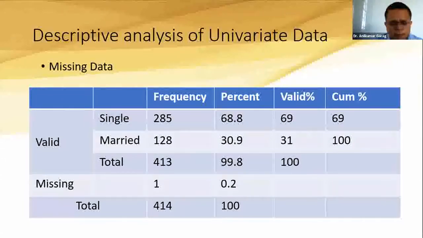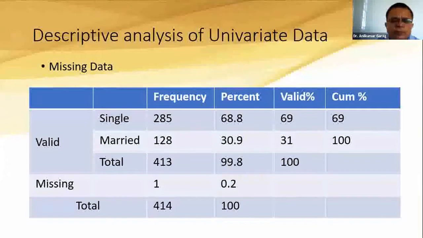Morning we were talking about validity, and one of the issues in descriptive analysis of univariate data is missing data. You have a small example here where you collected data from 414 people. Out of the 414 people, 285 people are single, 128 people are married. That comes to a total of 413. So one person has not said whether he or she is married or single. So that is the missing data.